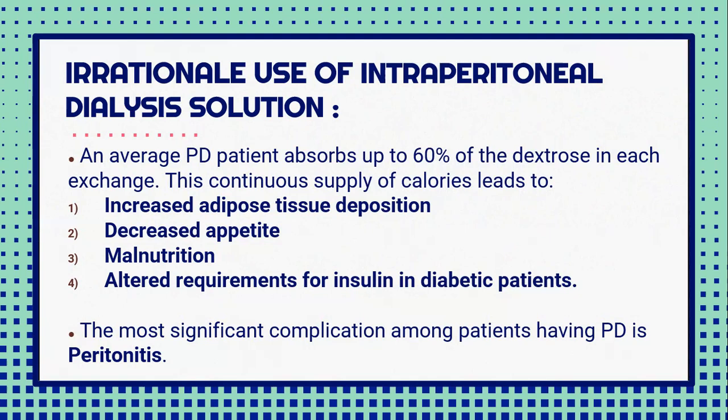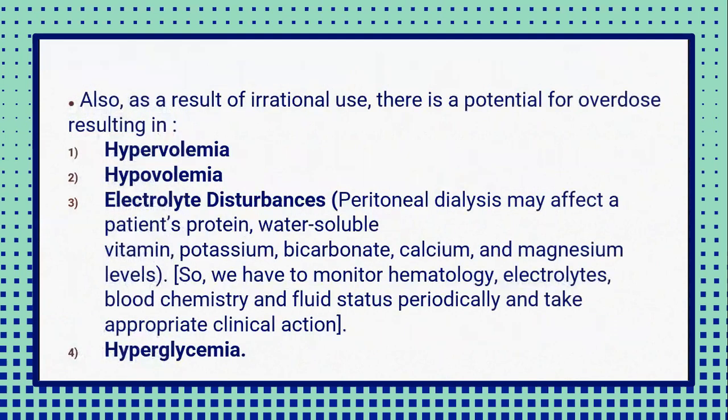Apart from that, the most significant complication among patients having peritoneal dialysis is peritonitis, which means that if it is taken irrationally, it could lead to peritonitis, which is the inflammation of the peritoneum. Also, as a result of the irrational use, there is a potential for overdose resulting in either hypervolemia or hypovolemia. Electrolyte disturbances are also there. That is, peritoneal dialysis may affect a patient's protein, water-soluble vitamins, potassium, bicarbonate, calcium, and magnesium levels. All of these electrolyte levels would be imbalanced. So we have to monitor hematology, electrolytes, blood chemistry, and fluid status periodically and take appropriate clinical action. Also, there could be hyperglycemia.